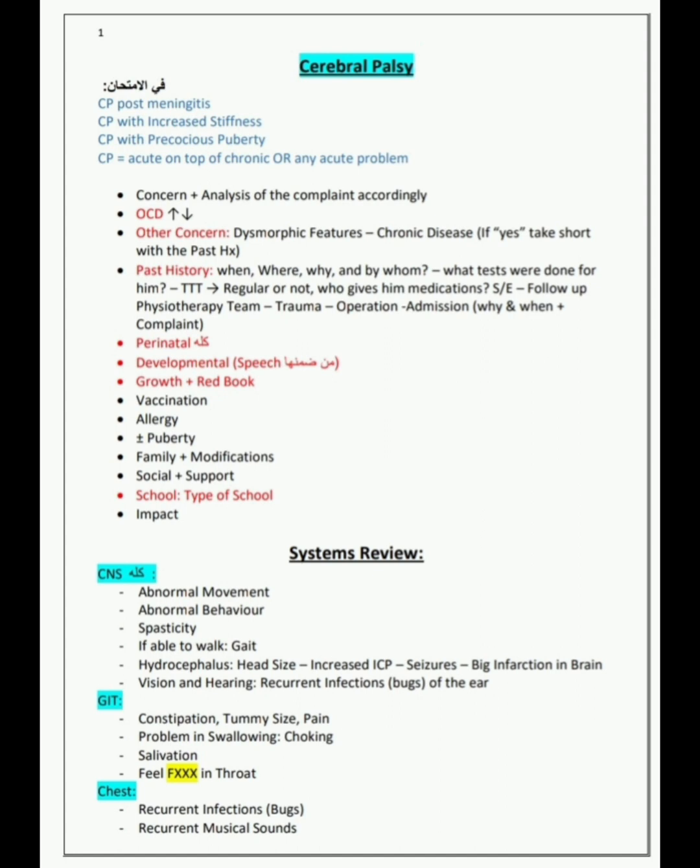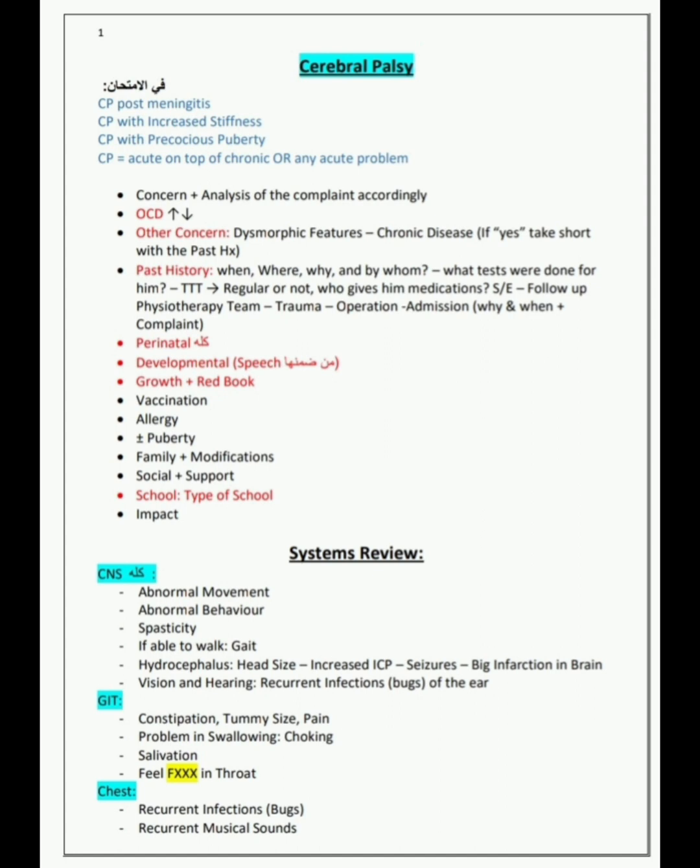If any chronic disease is present, then we take a short past history. What questions do we ask on that past history? If there is any chronic disease, when it was diagnosed, where it was diagnosed and why, by whom, which team of doctors diagnosed it, what tests were done, treatment given, and whether regular or not, and who gives him the medication. We will ask whether he is taking the treatment and regular follow-up or not. Then side effects, follow-up with the physiotherapy team, any trauma past or present, operations, any surgery past or present, and admissions: if there was a previous admission, why and when, and what the complaint was when he was admitted.